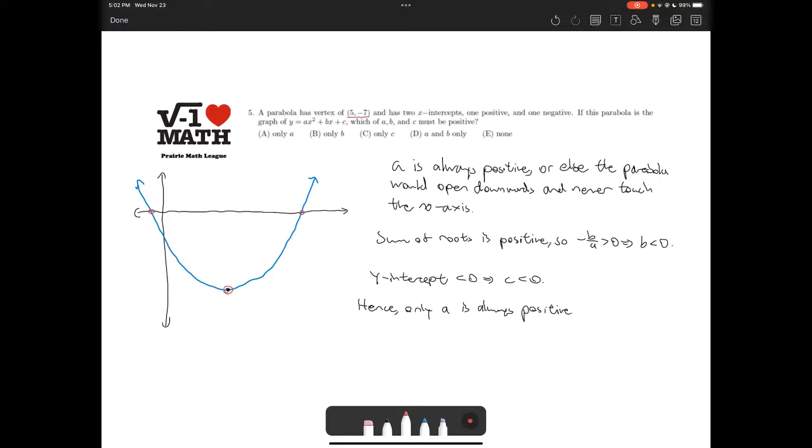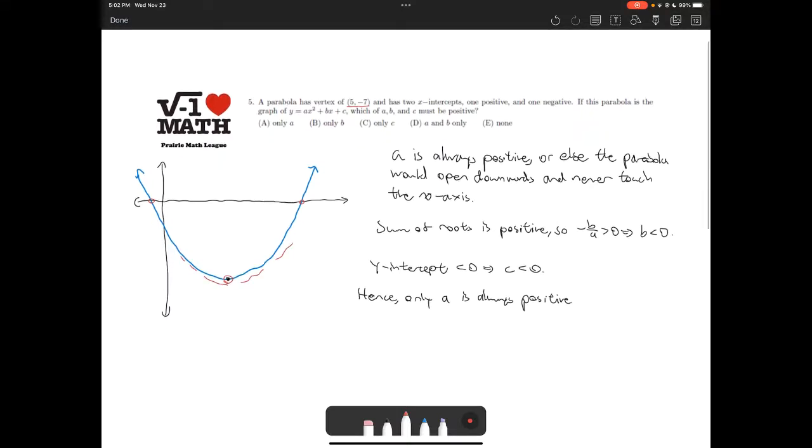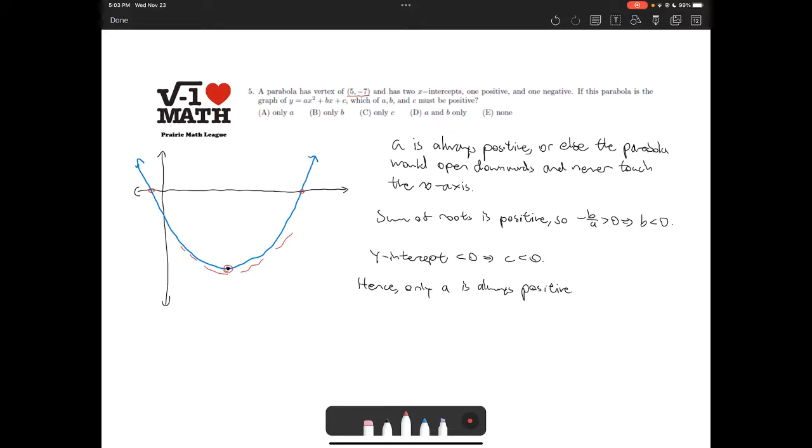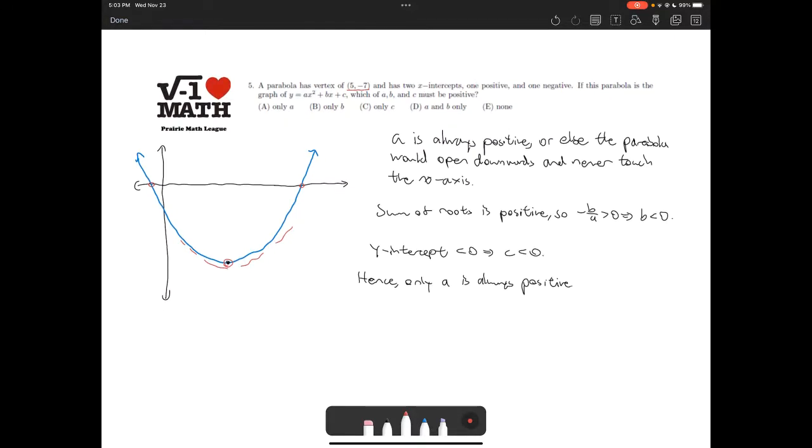If this parabola is the graph of y equals ax squared plus bx plus c, which of a, b, and c must be positive? Now here we have a parabola that satisfies this. We can use it to disprove a few things, but we're going to start with a.